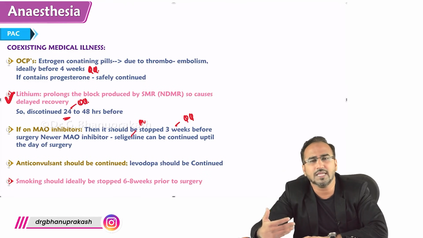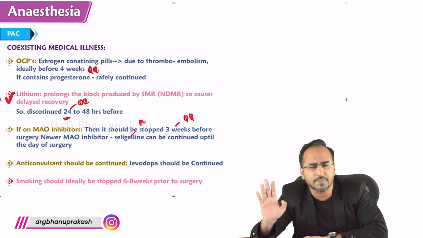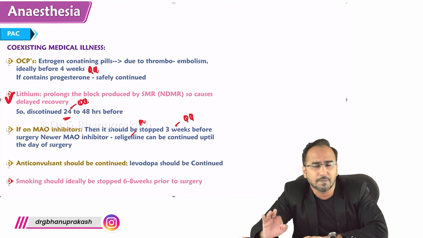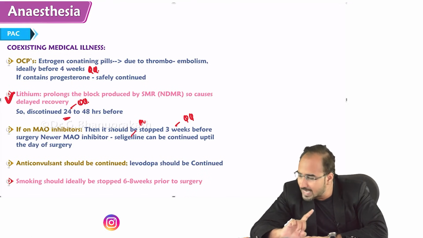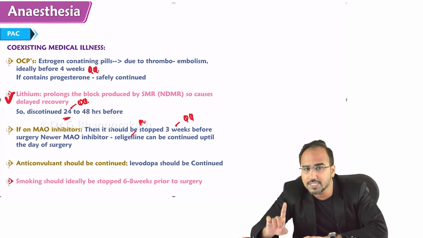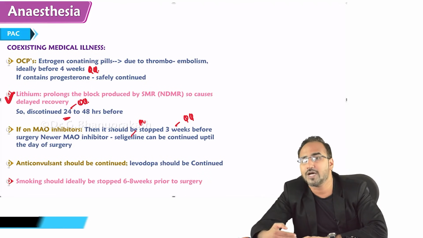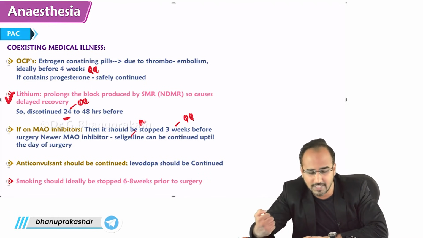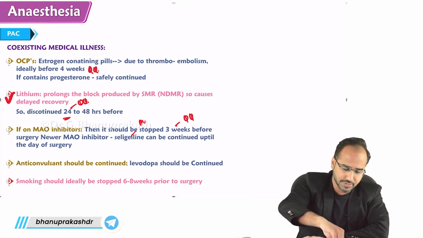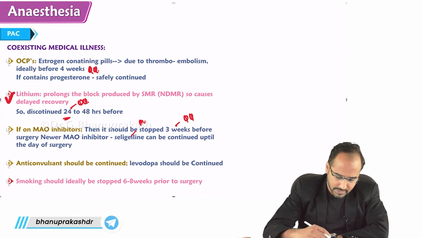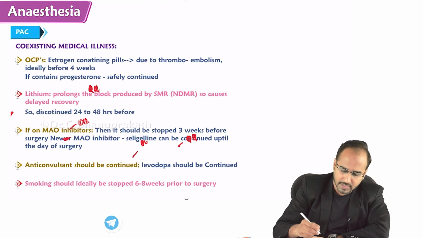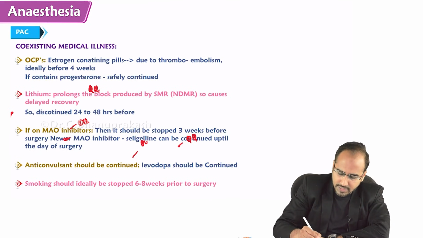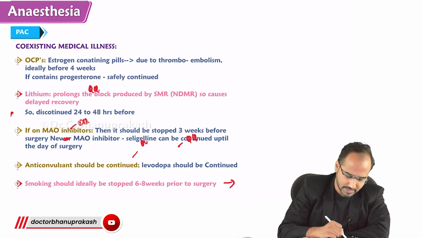Learn to anticipate, okay? So in the PAC, remember, the whole of the PAC that we have discussed plays an important role for elective surgeries, not emergency. In emergency, you have to act accordingly. You have to anticipate the things and then manage those things, okay? So anyways, guys, smoking should ideally stop how many weeks before surgery? Smoking should ideally stop 6 to 8 weeks before surgery. 6 to 8 weeks before any elective surgery.